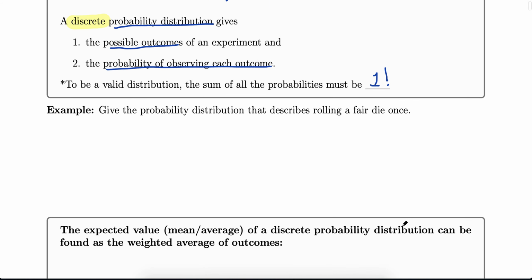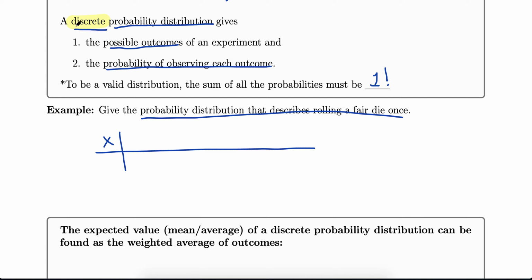Let's start with a really simple, textbook kind of example. We want the probability distribution for rolling a fair die once. So we need those two pieces of information: one, the possible outcomes, and two, the probability of observing each. The first row I'm going to label X, my possible outcomes. Remember, we're talking about discrete distributions, so these need to be distinct points on the number line. If I'm rolling a fair die, I can get 1, 2, 3, 4, 5, or 6.